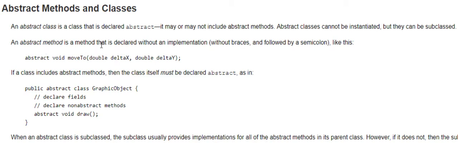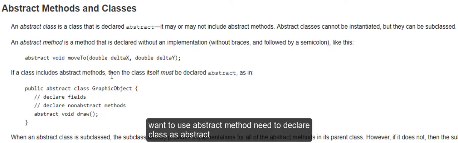An abstract method is a method that is declared without an implementation, without braces, without curly brackets, and followed by a semicolon, like this. Add the abstract keyword in front of the method, and then this is the parameter, okay? If a class includes an abstract method, then the class itself must be declared as abstract. This is also one of the conditions. So when you want to declare your abstract class, you must add public abstract class here, okay?